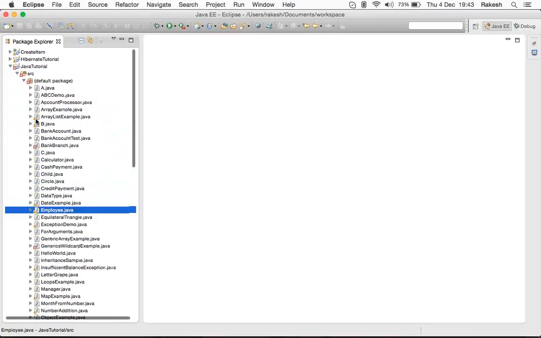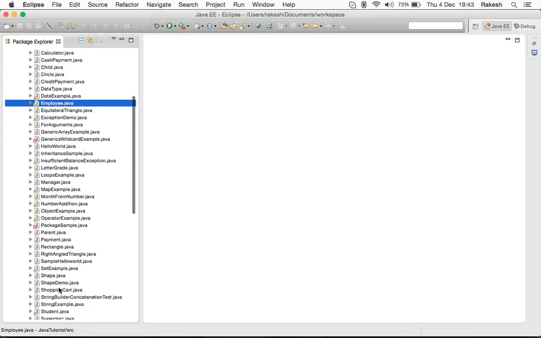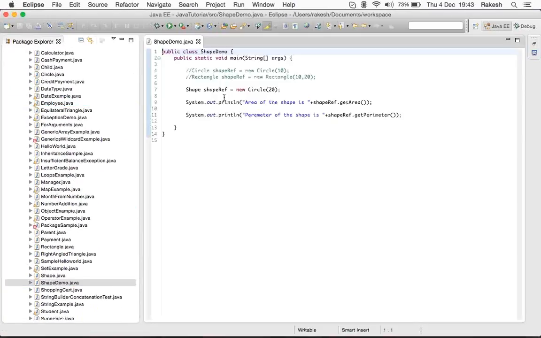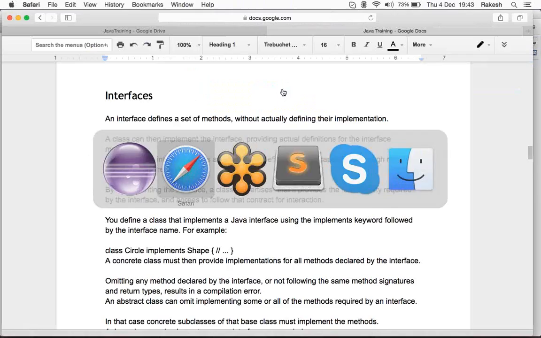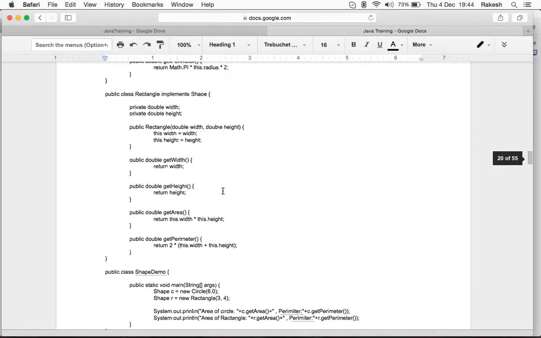So the example that we saw yesterday was this shape demo, right? Wherein I was able to change the shape. Instead of changing the reference, just by changing the object, I was able to get different output, right? So that's the advantage of an interface, wherein you are coding against a contract. Shape is a contract, and the circle and rectangle are implementations for that. Today, let's continue and we'll discuss something called abstract.